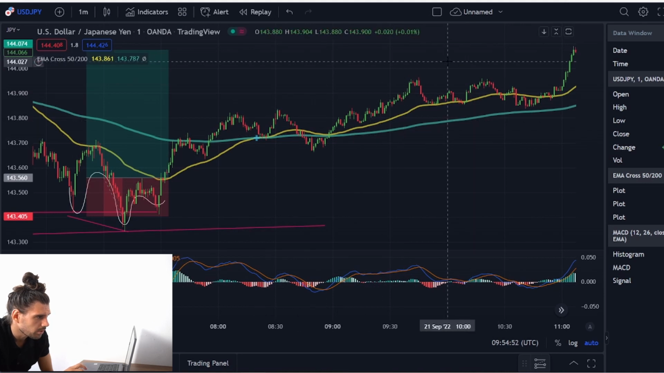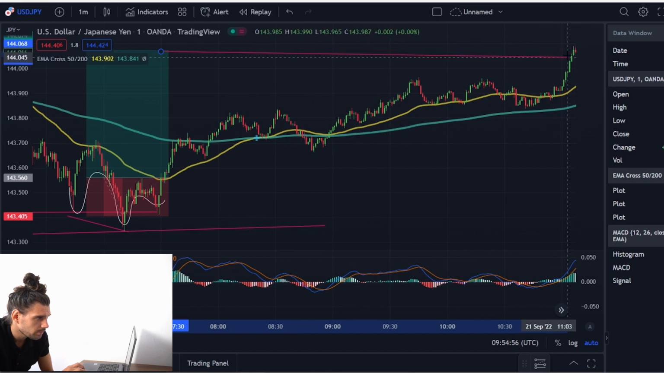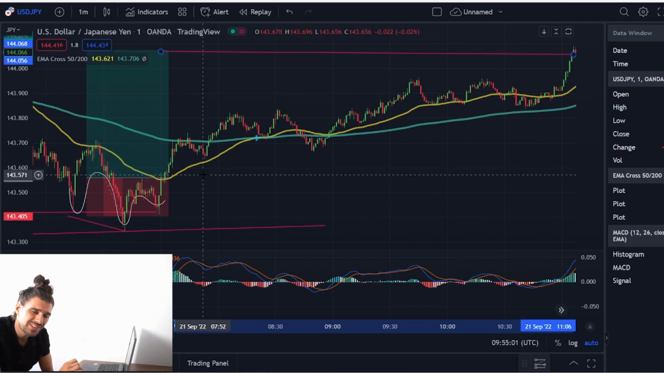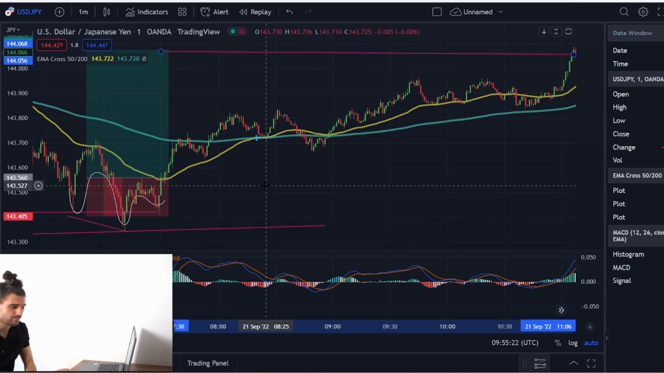I can see that the market reached my target and my take profit right around here. And here is a 1 minute scalping strategy that works perfectly well if you take into consideration all the confluences. And this is one of my secret strategies that I trade almost every day. And this is a strategy that you can make $100 with every day.